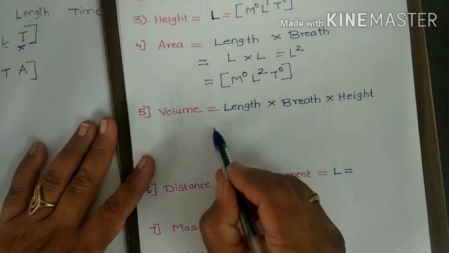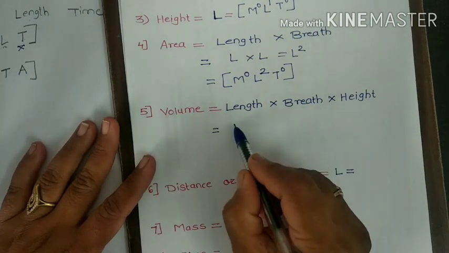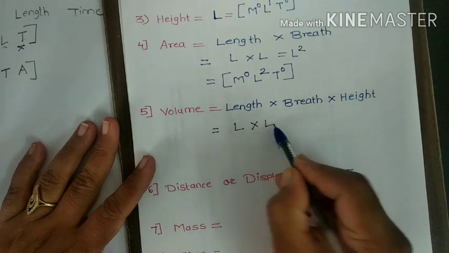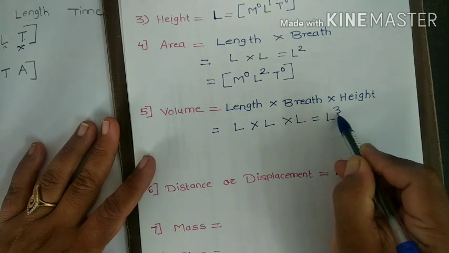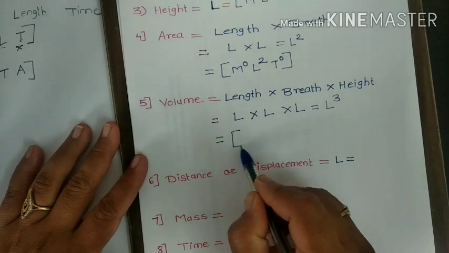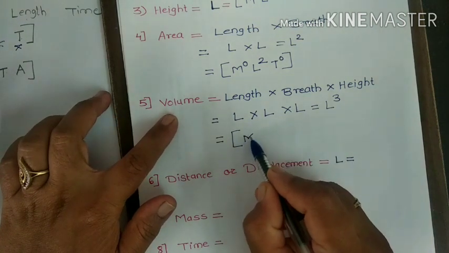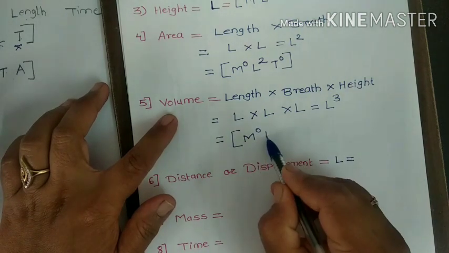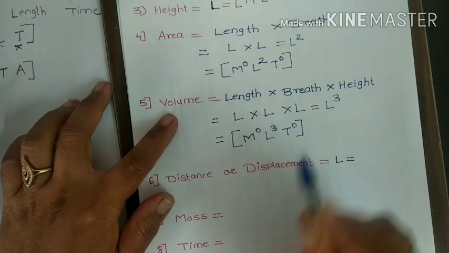Then next we have to find out the dimensions of volume. Again length is measured in L, multiplied by L, multiplied by L. That means that is L cube. Okay, that's why the dimensions for volume are M raised to the power 0, because there is no need of mass here, L raised to the power 3 and T raised to the power 0.